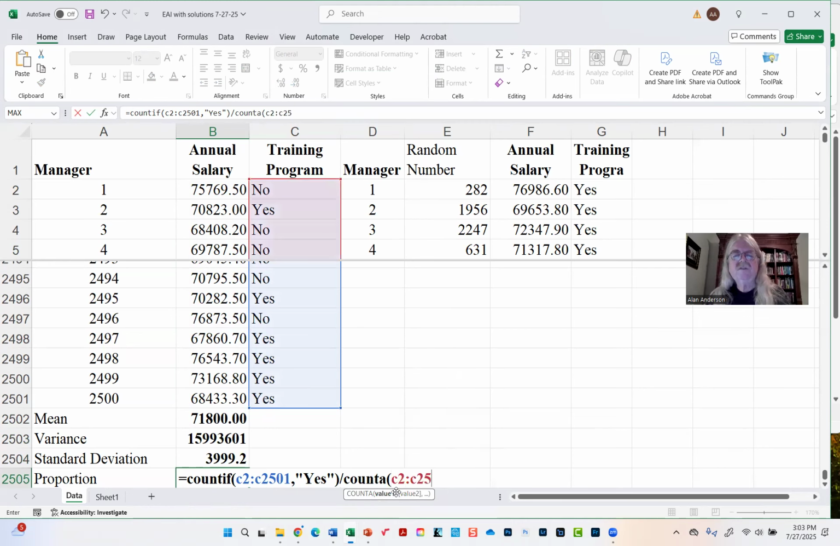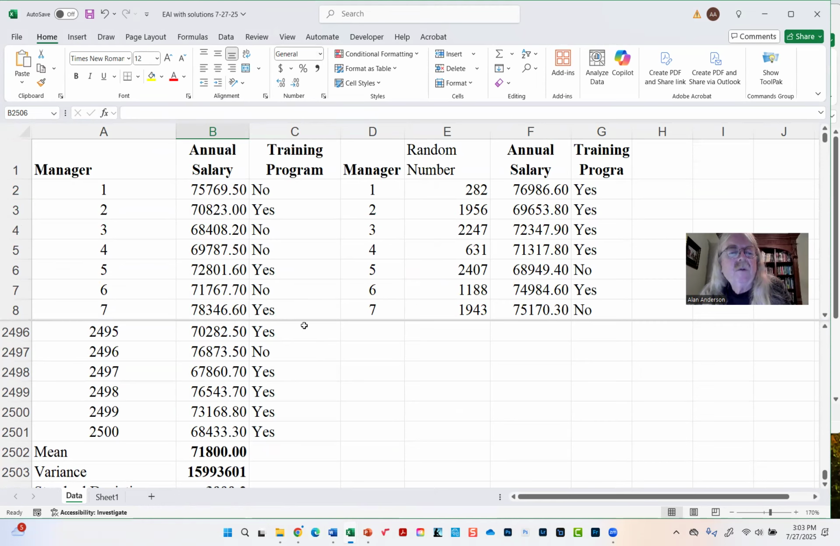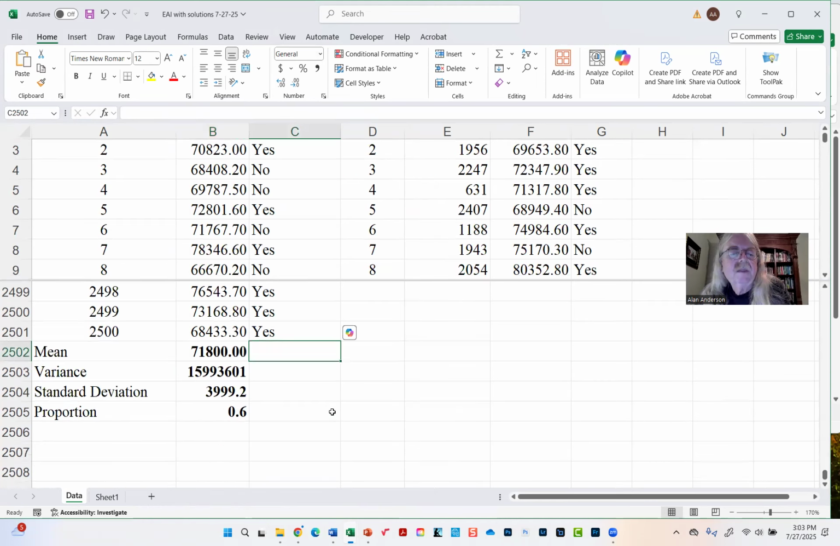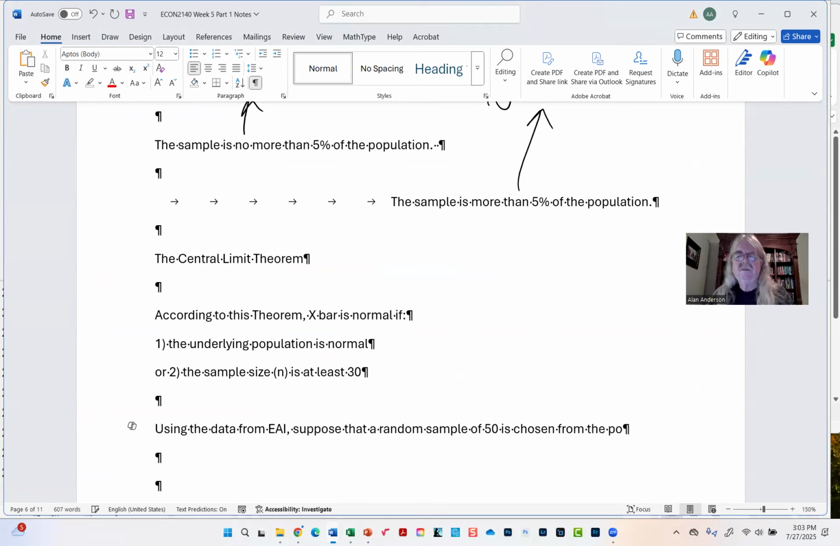Okay, so we're going to need, this is a different example on the right. This is something I just made up. For what we're about to do, I need these numbers. So we're going to say, in my example, suppose a random sample of 50 is chosen from the population. What is the probability the mean salary in the sample is between, let's say, 71,000 and 72,000?